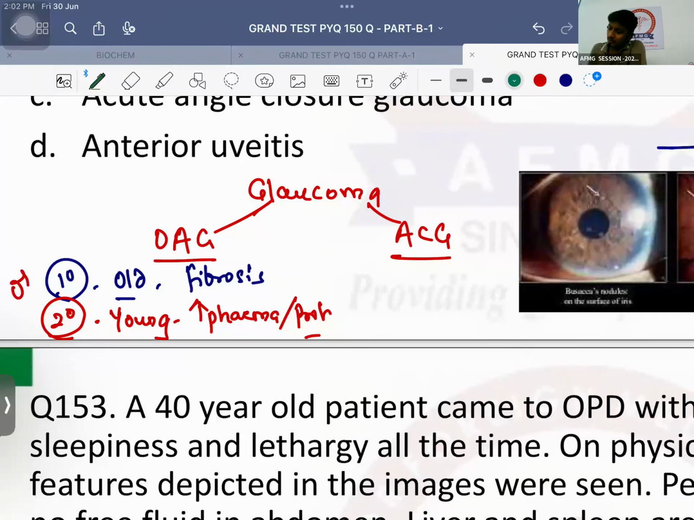Whereas angle closure glaucoma is more common in females, that too middle-aged or elderly females. And important: in angle closure glaucoma, definitely the angle is very narrow. It is very shallow. Okay. And it is measured by? Angle is measured by gonioscopy. Please remember, this was a previous year straightforward question. Angle is measured by gonioscopy itself. Please remember this.